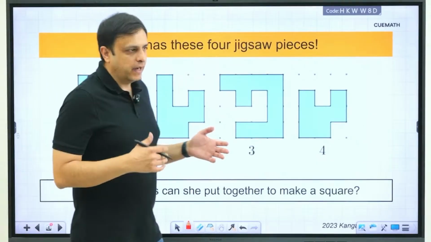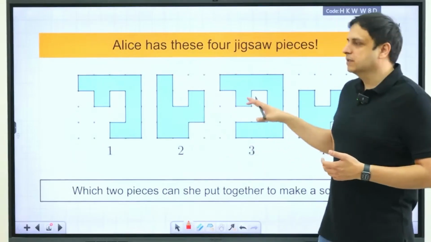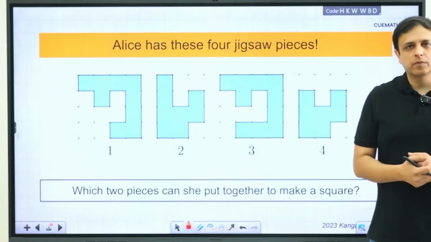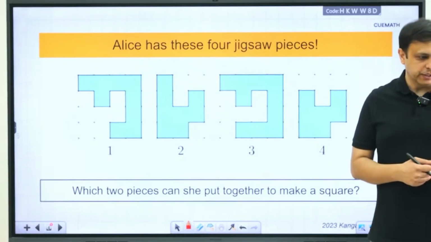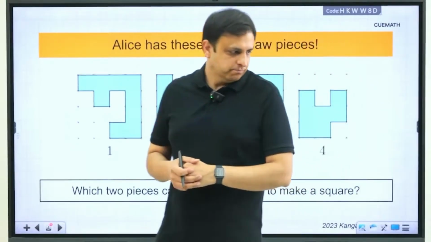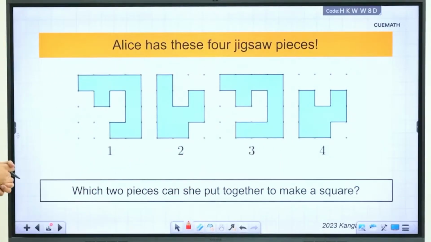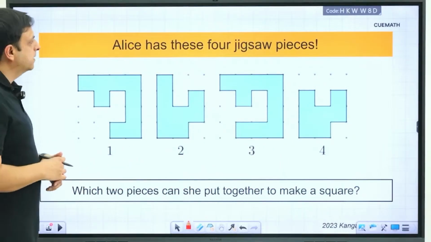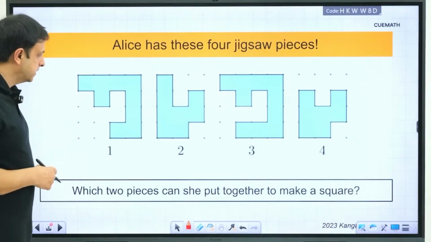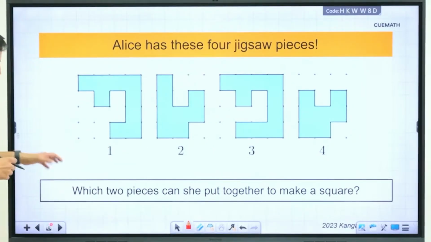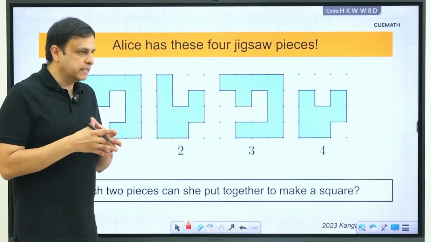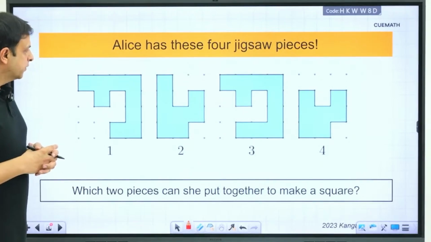As I said in the beginning, I will be showing you questions, I will be sharing problem solving strategies and asking you to solve some problems on your own, and then I want you to share your answers in the chat window. All right, so let's see. The first question says Alice has these 4 jigsaw pieces, and it is asking which 2 pieces can she put together to make a square.